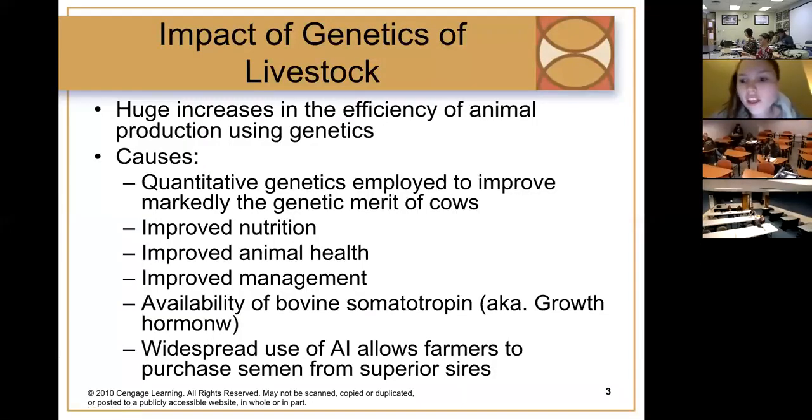There can be very big impacts of genetics on livestock. Genetics can lead to huge changes in the efficiency of animal production. That's mainly due to the use of quantitative genetics, which I'll explain a little bit later, that is used to improve the genetic merit of cows. It can also be improved nutrition, improved animal health, improved management practices, availability of bovine somatotropin, which is also growth hormone, and then the widespread use of AI that allows farmers to purchase semen from superior sires. We already talked about advantages of that.